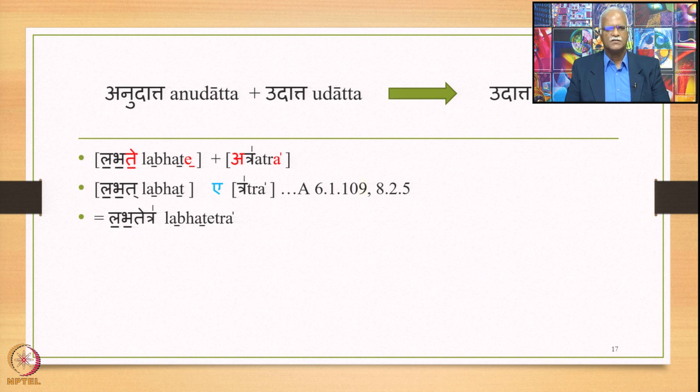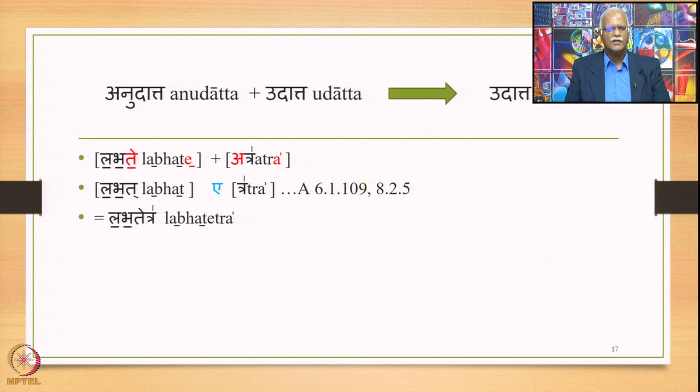Now, in this case, we have a followed by a. This is the scope of application of the sutra engah padanta dati, generating the purvarupa sandhi. So, we have labhat, a and tra. Now, this a, which is a substitute, will also get an accent. Its substituents, namely a and a, have also got some accents. So, a is anudatta and a is udatta.